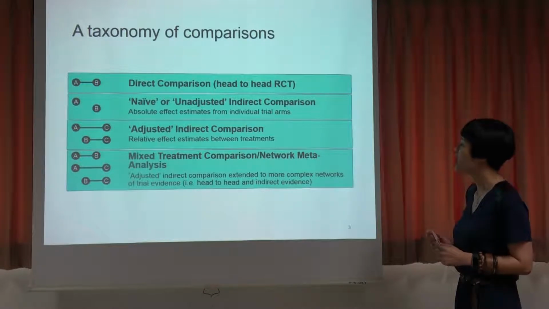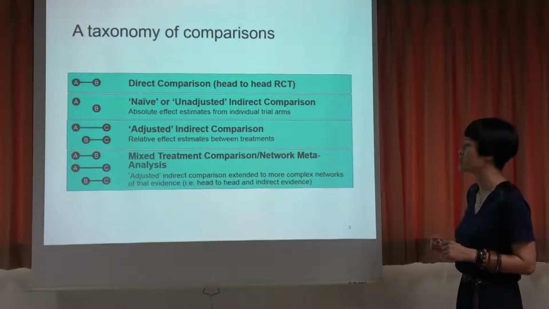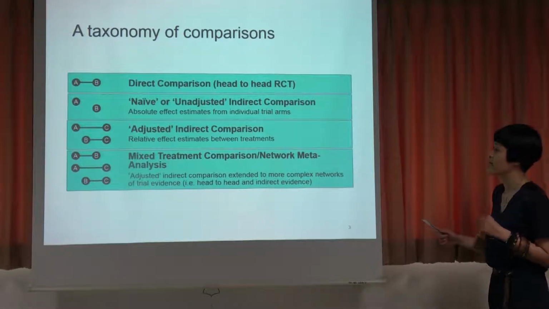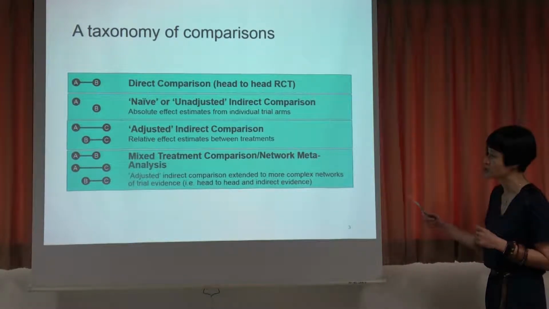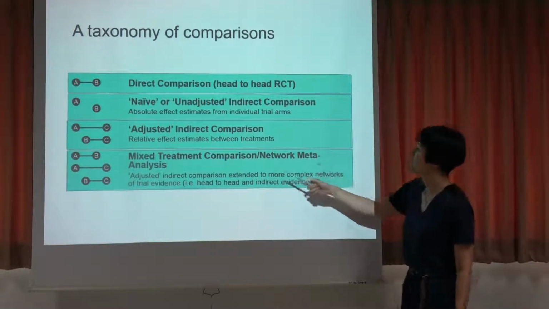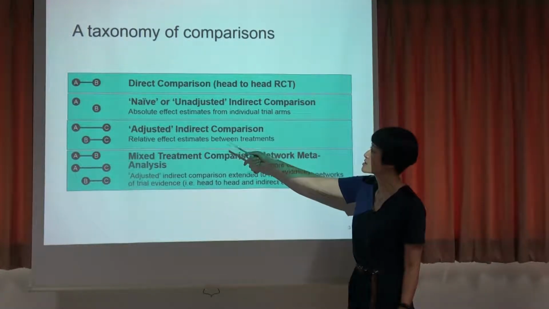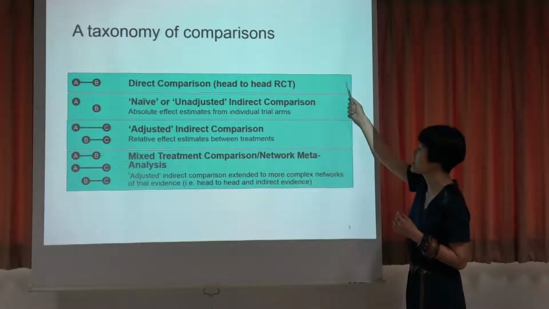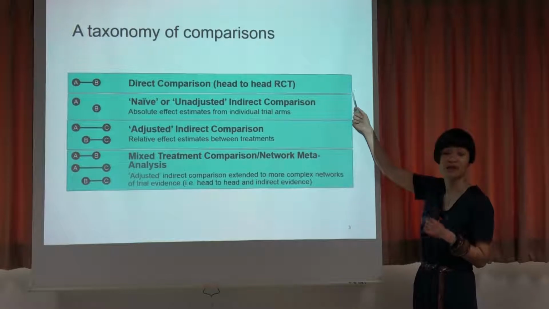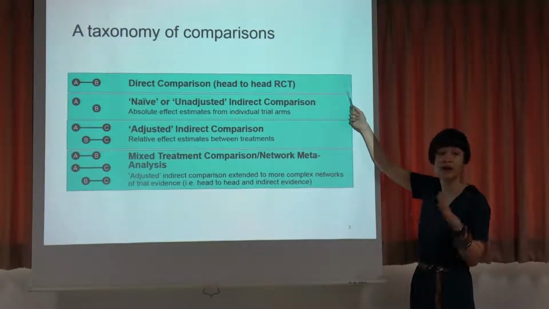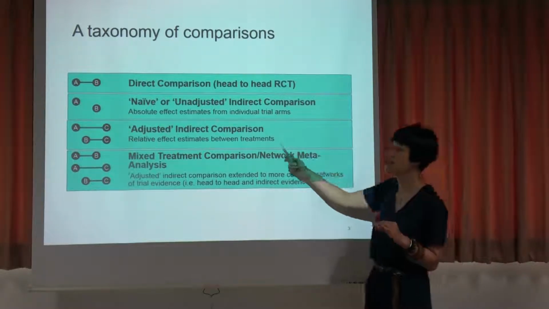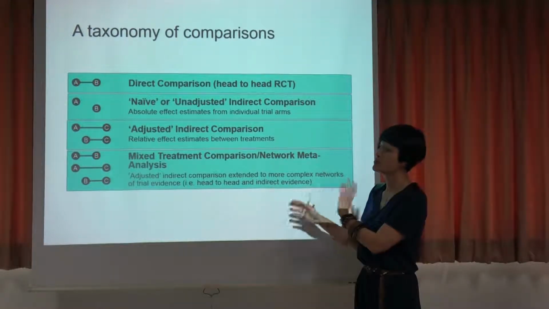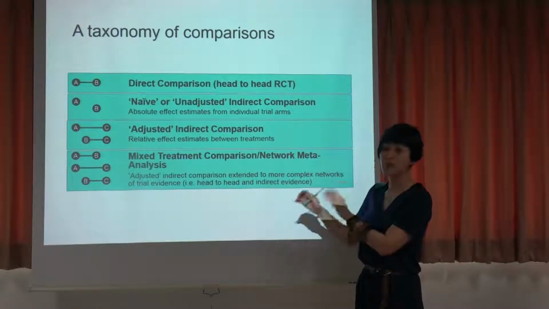So next we have adjusted indirect comparison. And this is when we're looking at relative effect estimates between treatments. But here we have direct comparison for A versus C and B versus C. So unlike a head-to-head trial, where A is compared to B in one study, so you're randomized to either A or B, here you have evidence that people are randomized to A and C, or another study, people randomized to B or C.